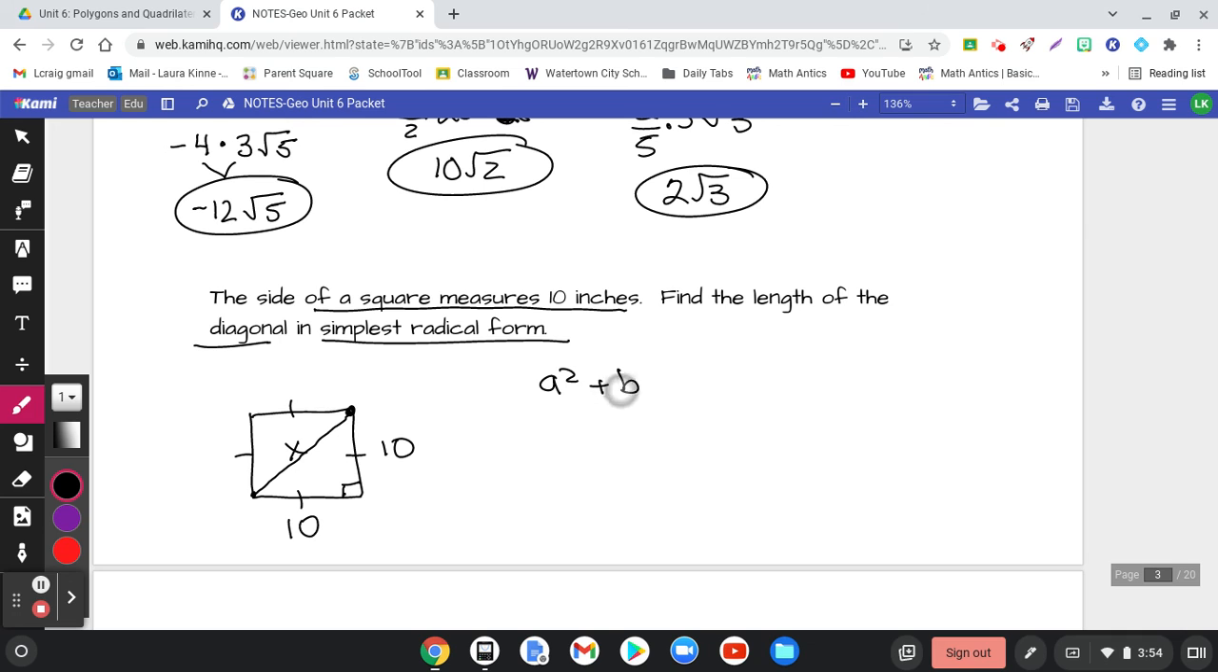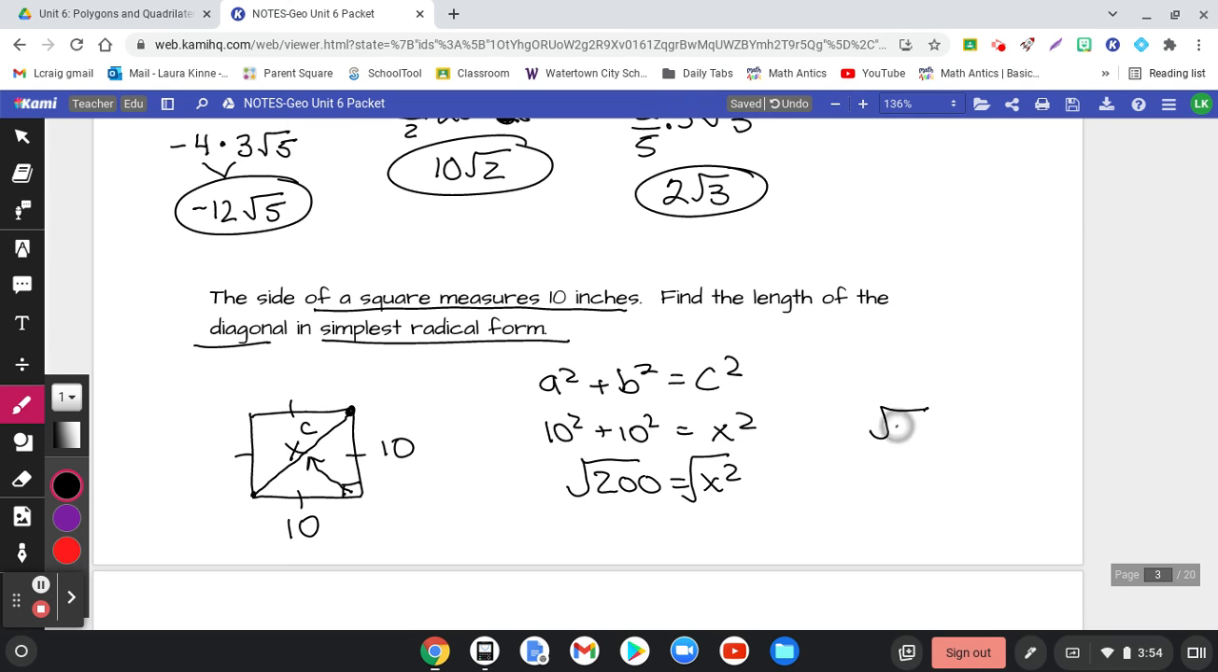A squared plus b squared equals c squared. X, the side we're looking for, your diagonal, is your c, because it's across from the right angle. So it's 10 squared plus 10 squared, because those are your legs, equals x squared. 100 plus 100 is 200. Take the square root. In simplest radical form, you could do it by hand or in the calculator. I know that's 100 times 2, so it's going to be 10 radical 2 inches.